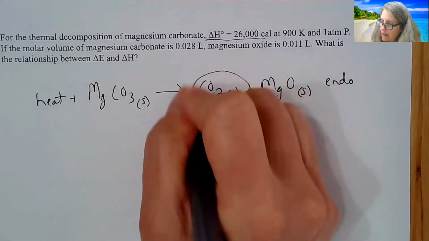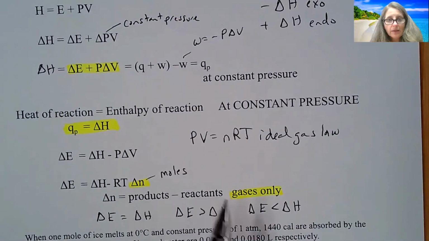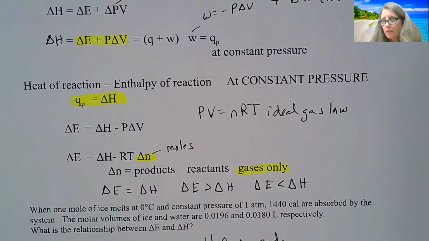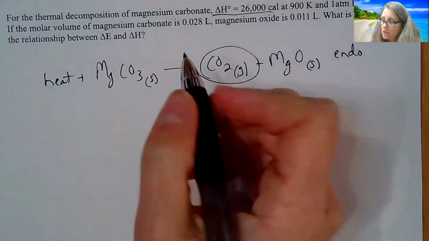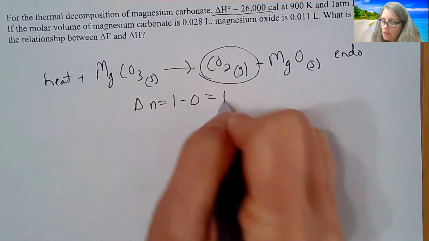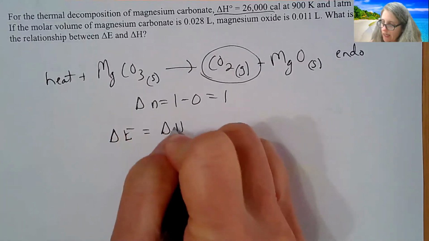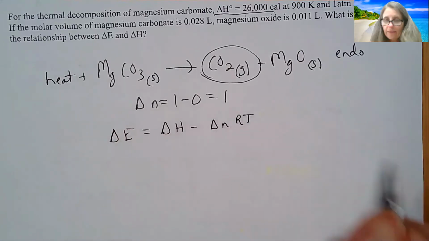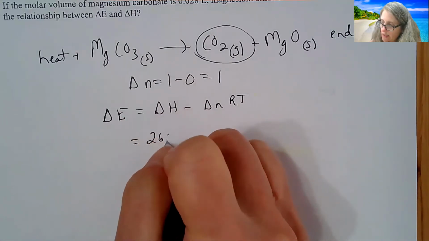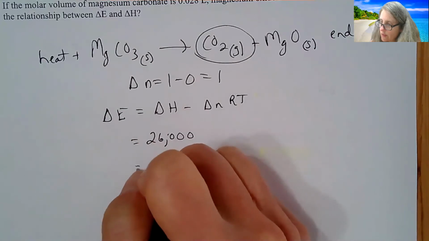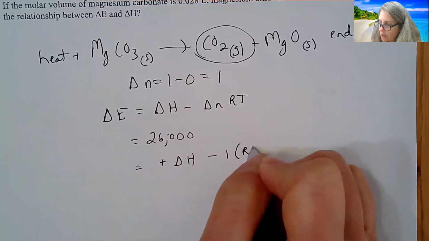So the only gas I have here is CO2, okay? And the delta N is always going to be products minus reactants. So all of our deltas, except for one, are always products minus reactants. We're always looking at the end versus the beginning. So my delta N is going to be 1 minus 0. So that means my change in N is going to be 1. So if I take my delta E is equal to delta H minus delta N RT, I am given that my delta H is positive. It's 26,000 calories, but what I care about is it's a positive quantity. And I know my delta N is 1 times R times T.